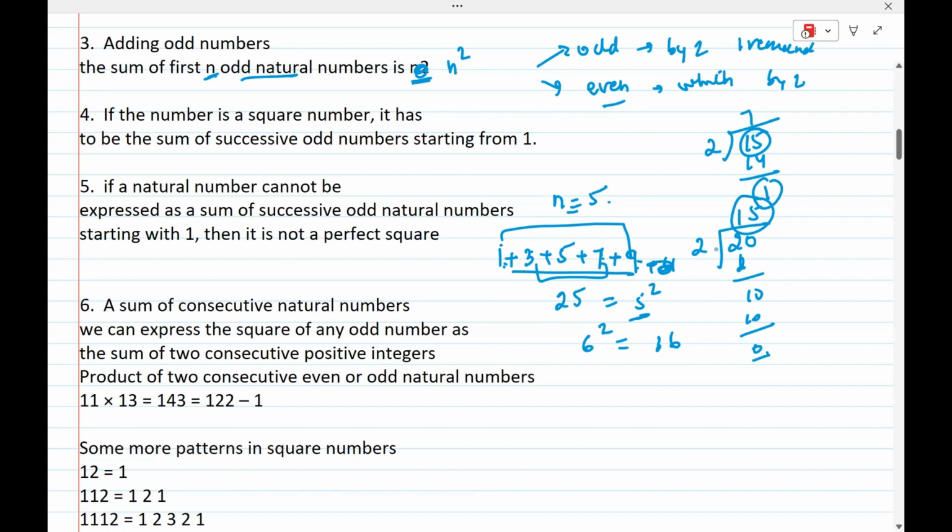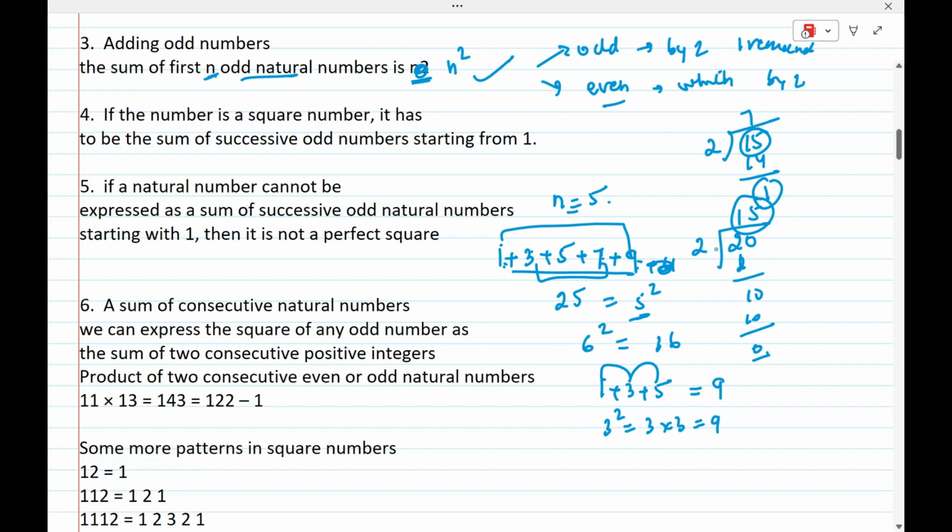Take one more example. Suppose I'm taking 3 odd numbers, that is 1 plus 3 plus 5. How many odd numbers did I take? 3. So 3 square is 3 into 3, which is 9. Check whether it's 9 or not. 5 plus 3, 8, 8 plus 1, 9. Yes, this rule is working.